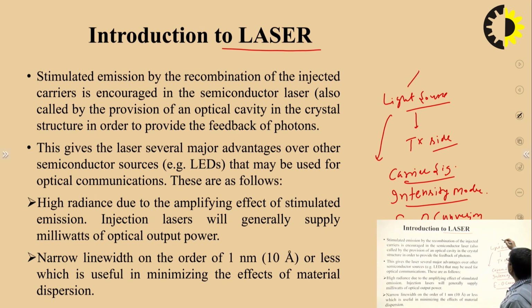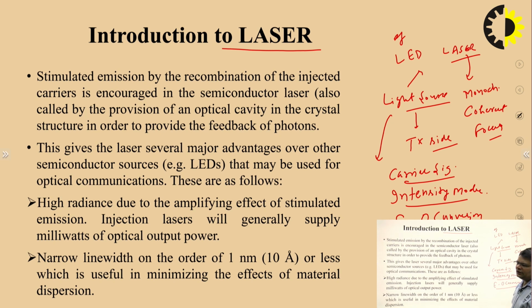So the light sources can be LED or laser. We have studied the comparison in previous lectures. The laser is basically a monochromatic, coherent and a focused beam of light. As compared to LED, the laser is a monochromatic, coherent and a focused beam of light.